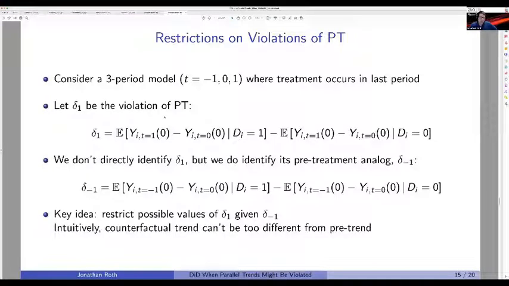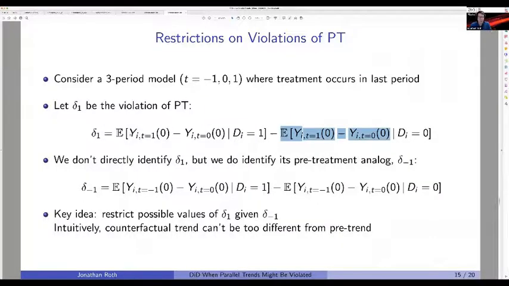So just to give you a bit of a flavor of what these types of restrictions look like, consider the same 3-period model that I showed you before. I'm going to denote by delta 1 the violation of parallel trends. What is this? This is the difference in trends of the untreated potential outcomes between period 1 and period 0 for the treated group relative to the comparison group. So this says, if treatment hadn't occurred, how much different would the treated group's change in outcome have been from the untreated group's change in outcome? Unfortunately, we don't observe the untreated outcomes for the treated group, so we don't know what this bias is directly.